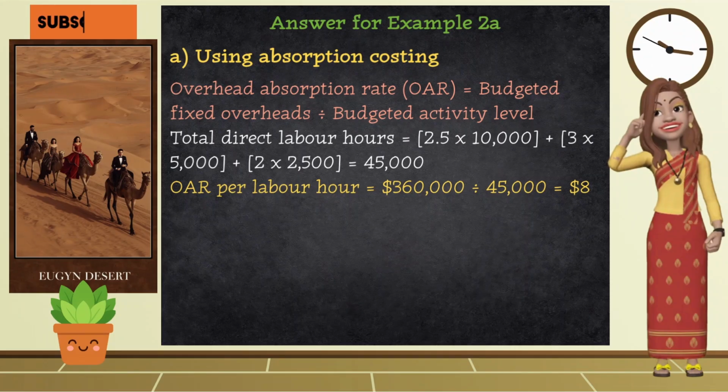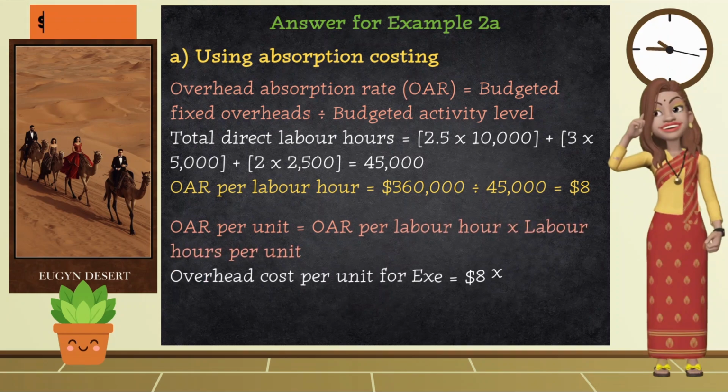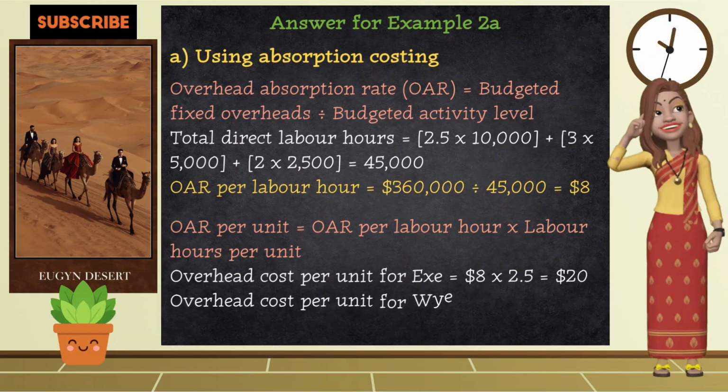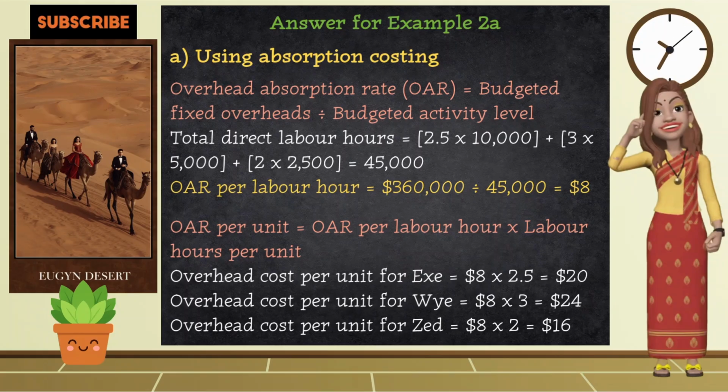Then we get the overhead absorption rate per labor hour. We take the overhead cost, $360,000, divided by 45,000 labor hours, giving us $8. Next, we get the overhead cost per unit using the formula OAR per unit equals OAR per labor hour times the labor hours per unit. The overhead cost per unit for X will be $20. The overhead cost per unit for Y is $24. And the overhead cost per unit for Z is $16.